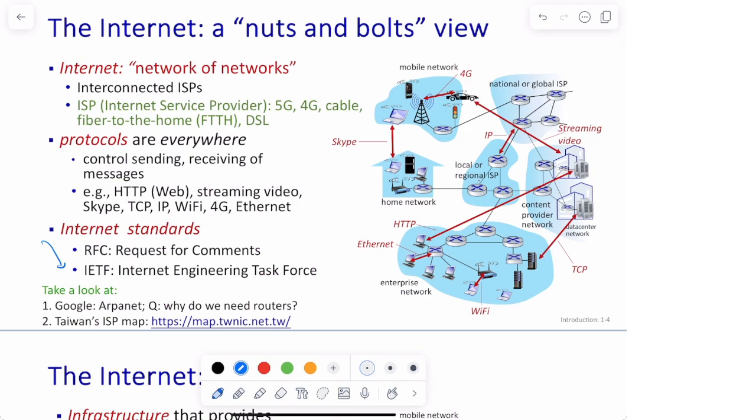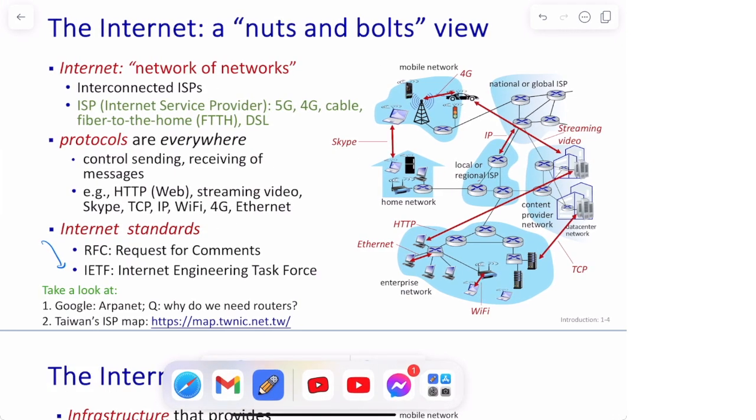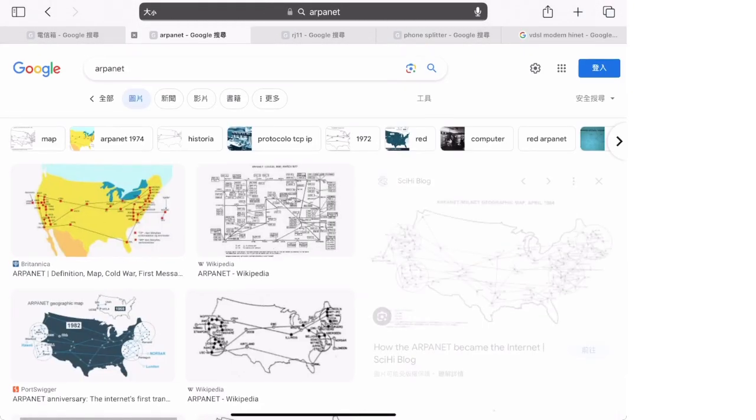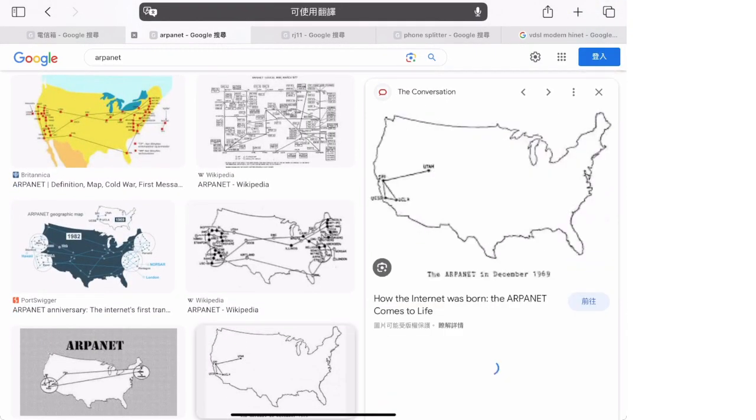So before we continue, let's take a look at the ARPANET, which I think is an important thing that you have to know. Let's take a look at the picture at the right hand side. It says the ARPANET in December 1969.